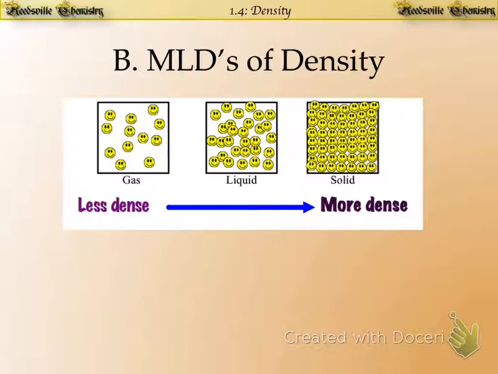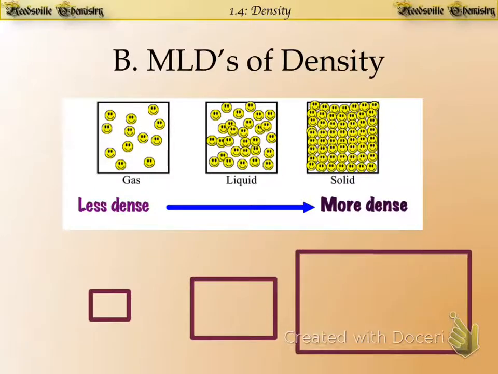We can do that differently. Let's say we have 3 samples, and in each one of these samples we have the same number of molecules, but we look at sample 1, sample 2, and sample 3. And we would ask ourselves, alright, which one would have the greatest density?